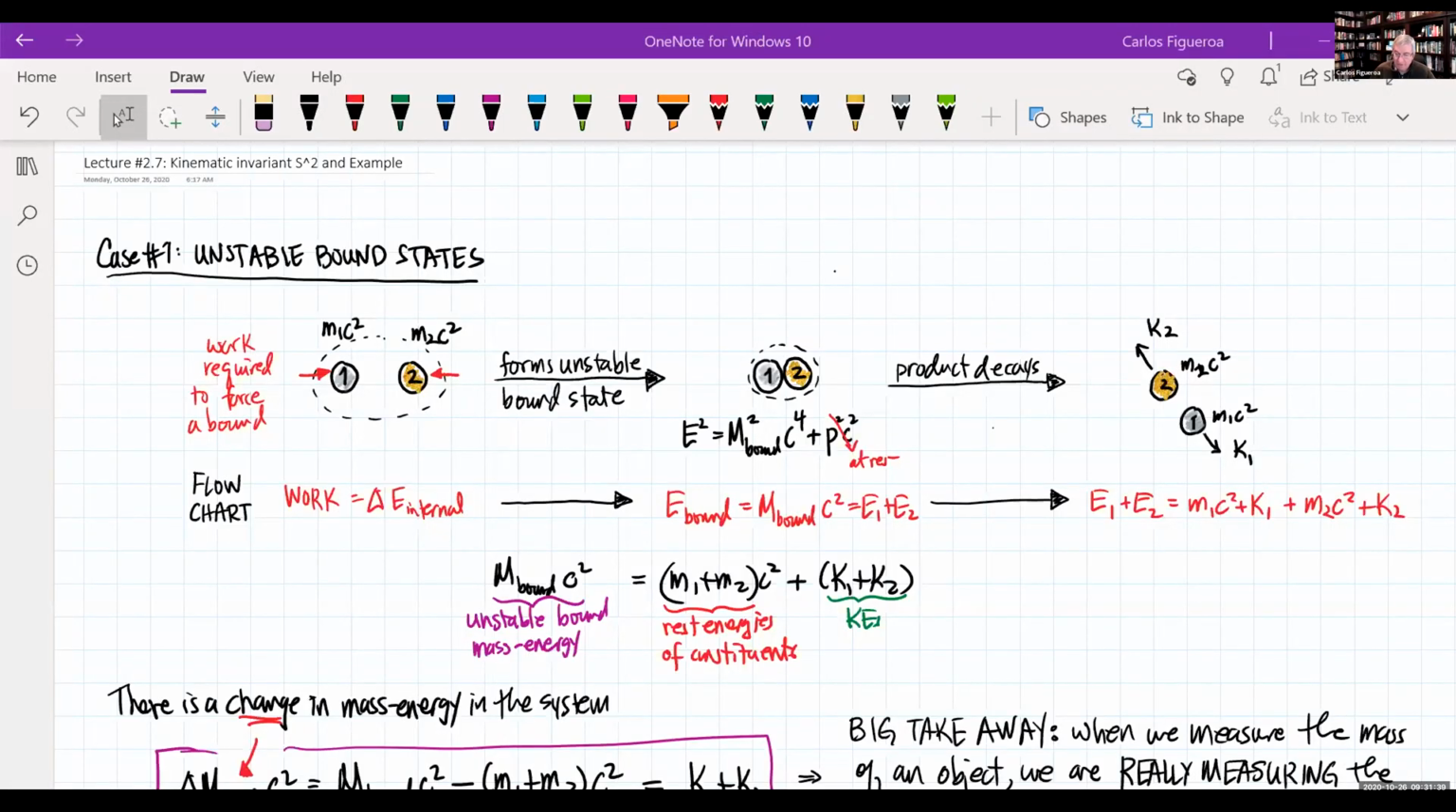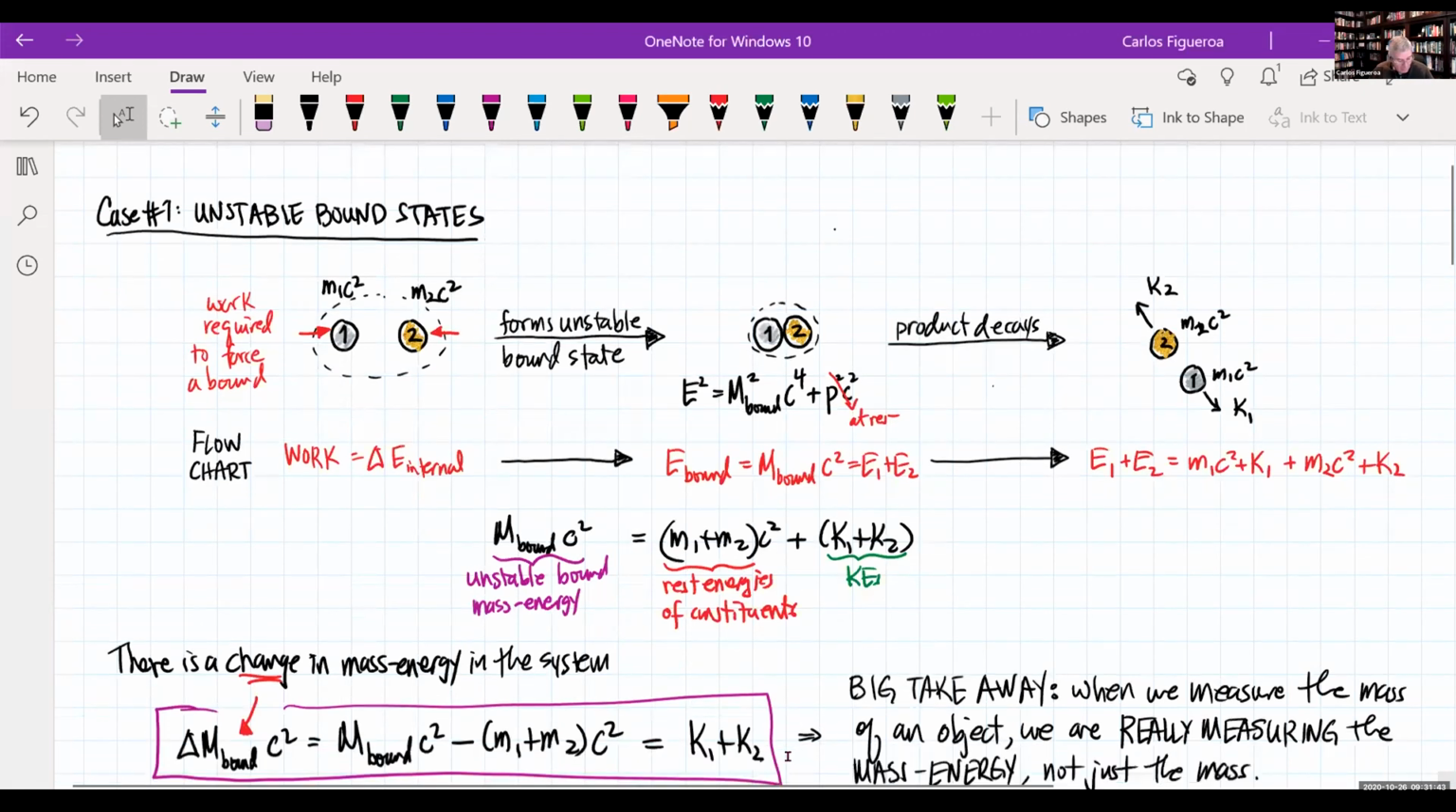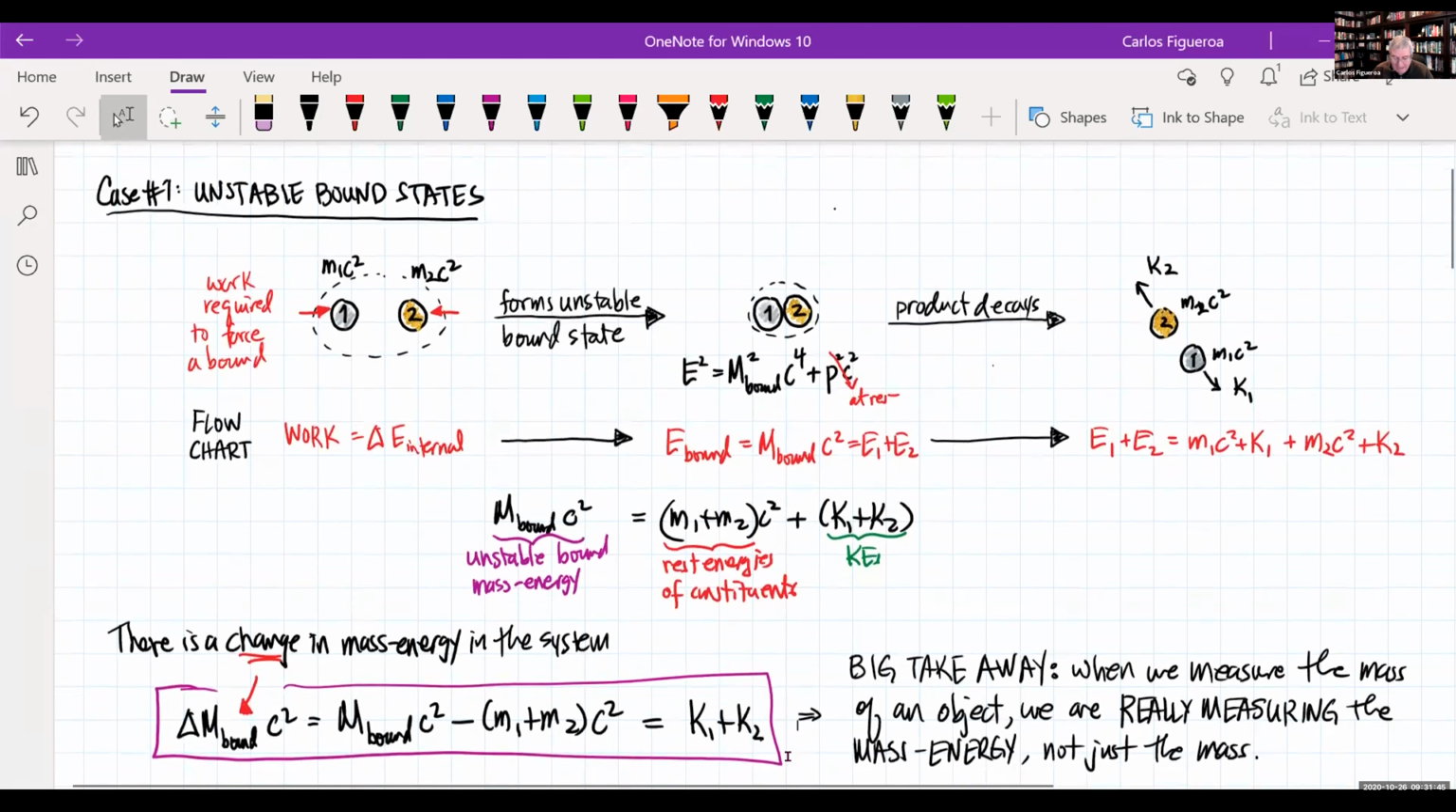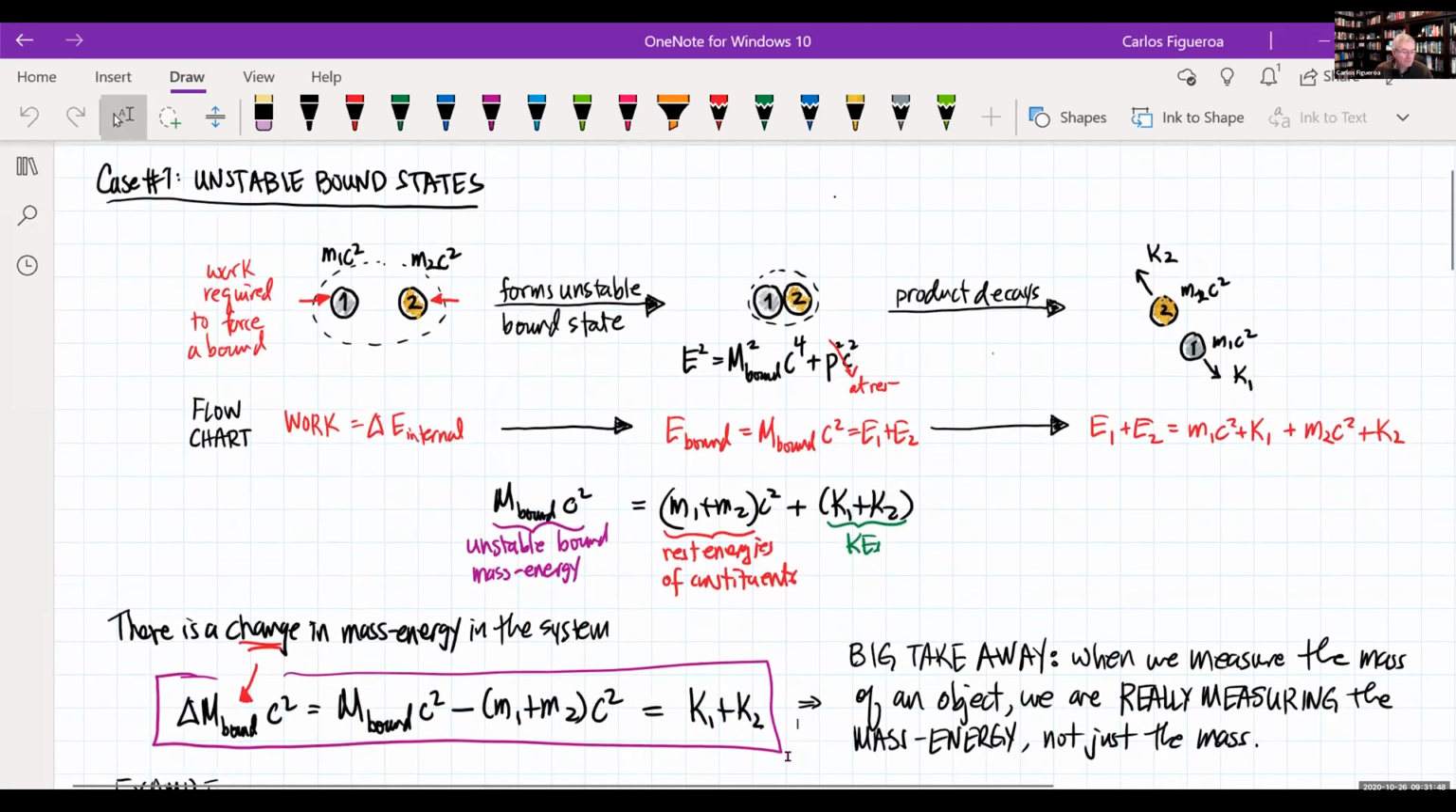Okay. So one of the things that we've been looking at is how mass and energy are related, especially when we start converting mass into energy and energy into mass. And we looked at two examples. The first example that we looked at is unstable bound states as well as bound states that are stable.